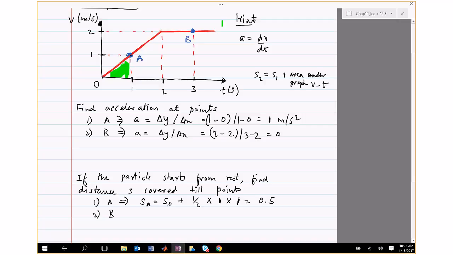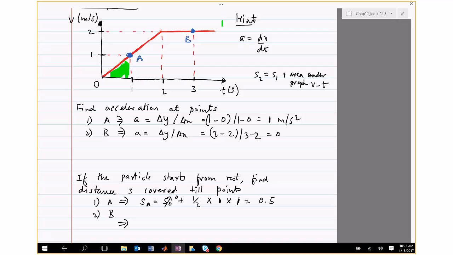But S of 0 is 0, right? So that's 0, because I told you that the particle starts from rest. Okay, so now can you find the distance the particle moves from 0 all the way to B? How much? 4? Okay, a couple of guys got 4. That doesn't mean it's the right answer.